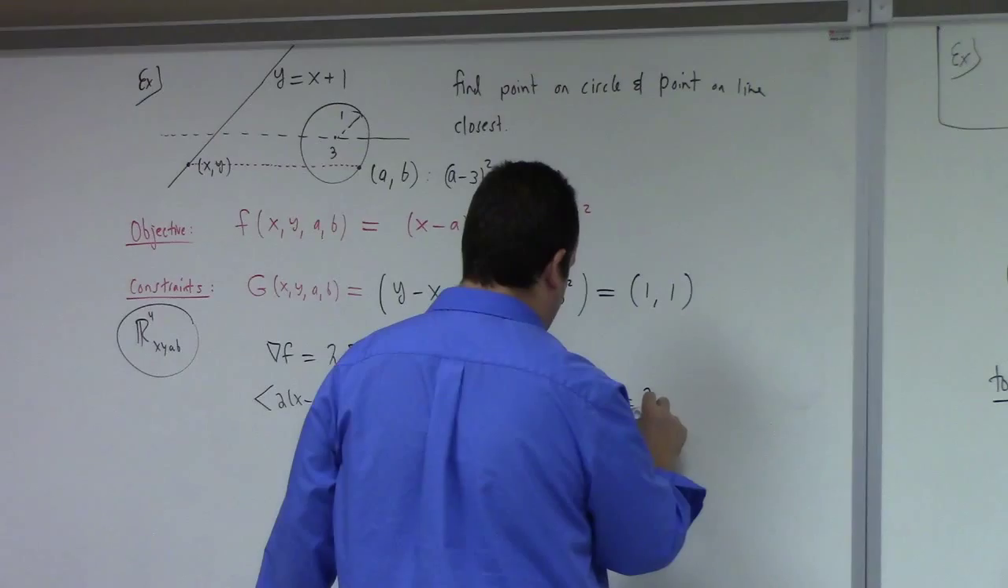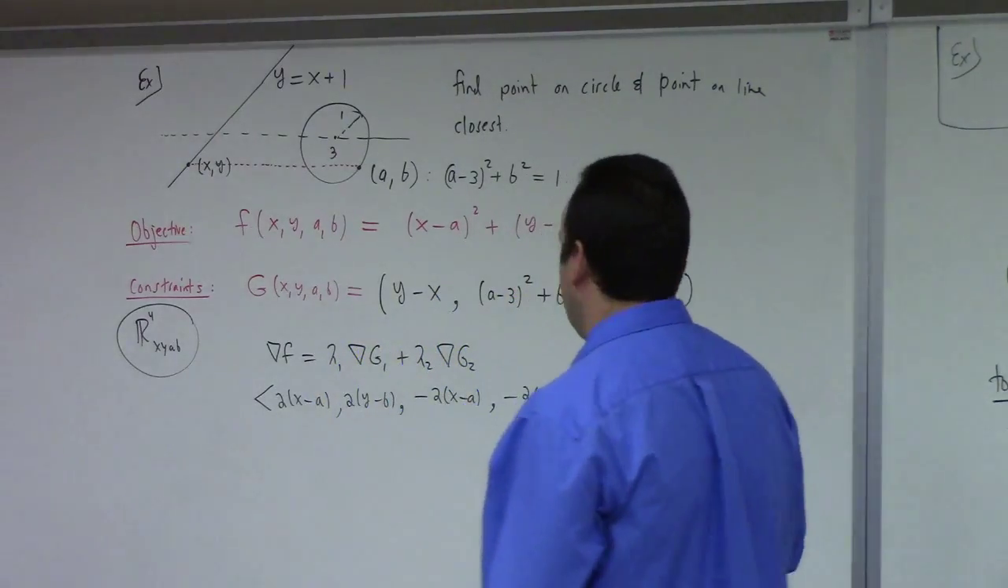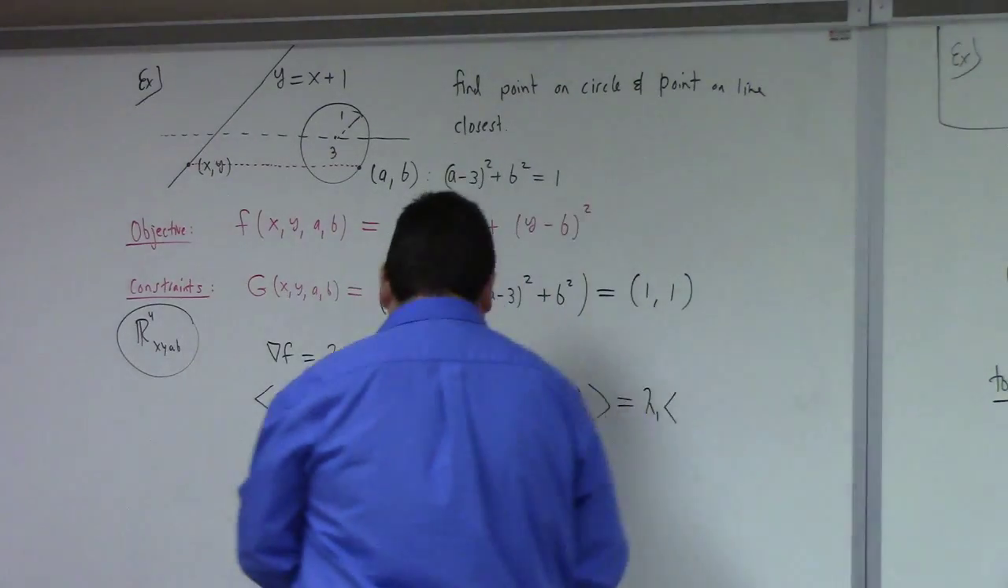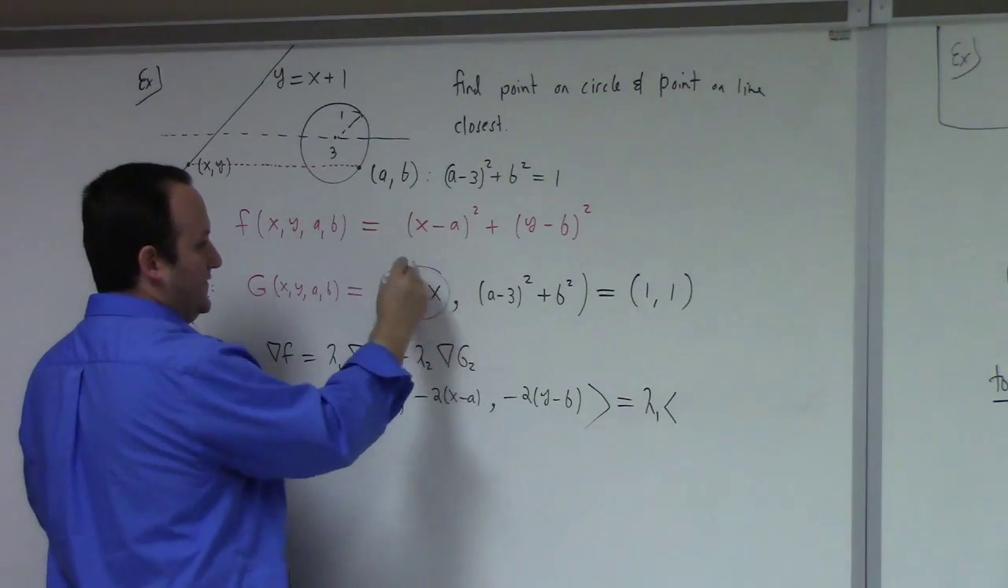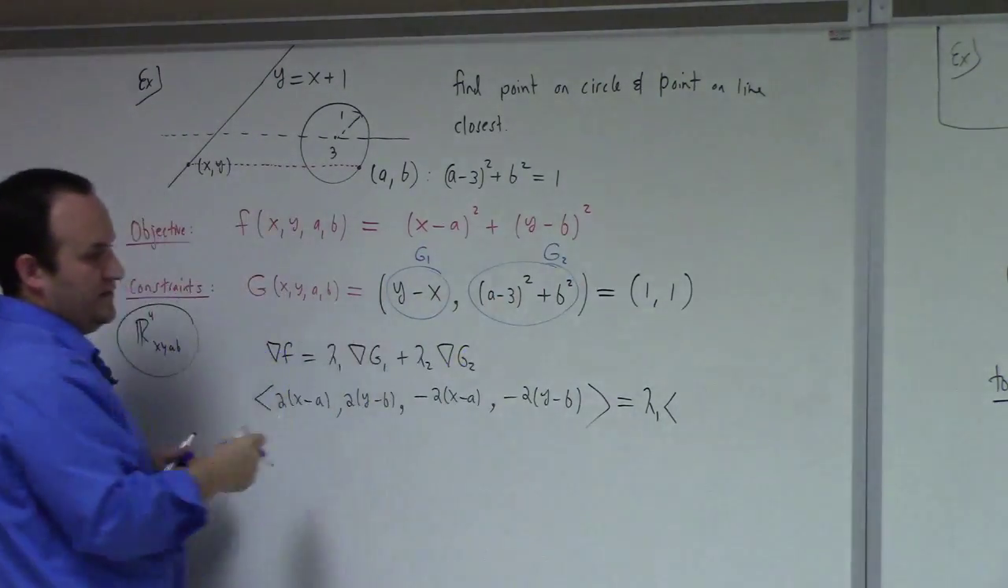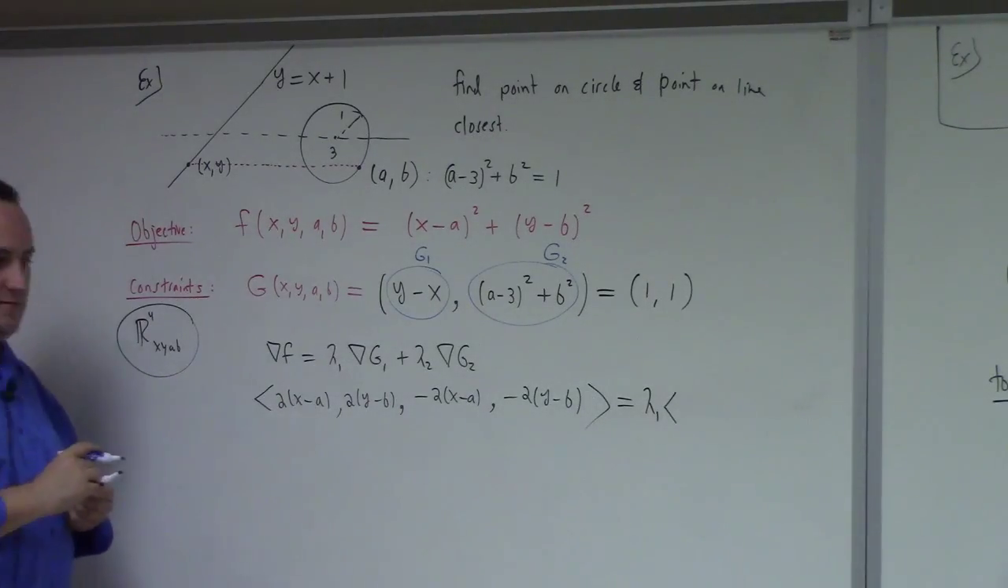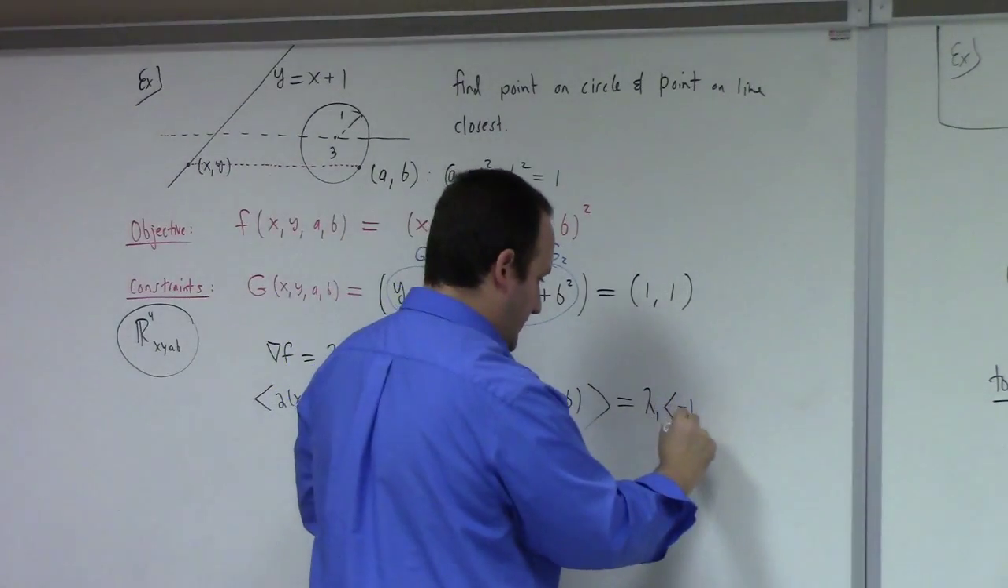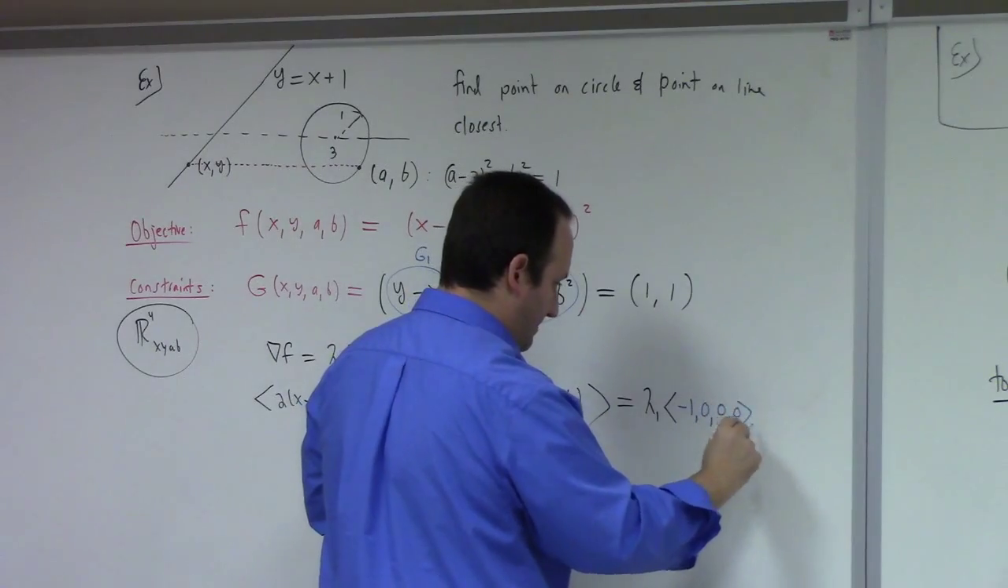Now that's lambda 1 times what? So the G1, this is G1, right? This is G2. So G1 is pretty, I mean, it's what? It's negative 1, 0, 0, 0.